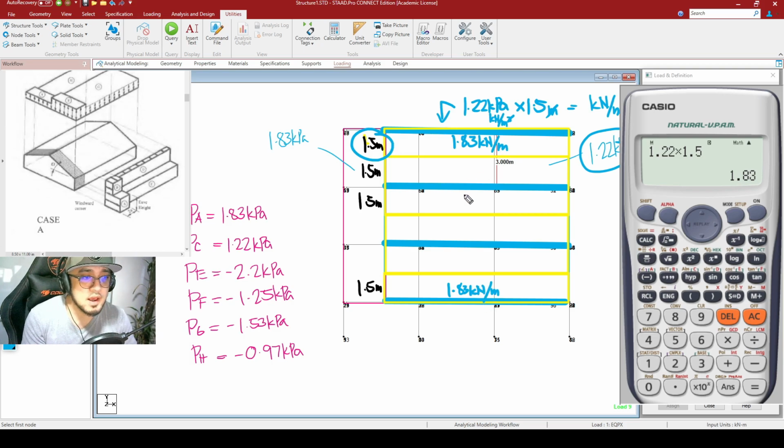So that is for the exterior beams, or the topmost and the bottom beam.